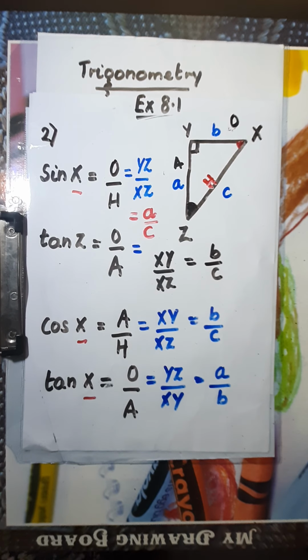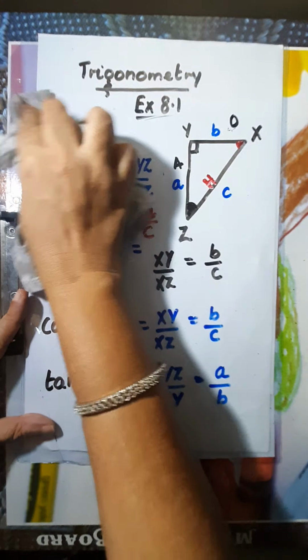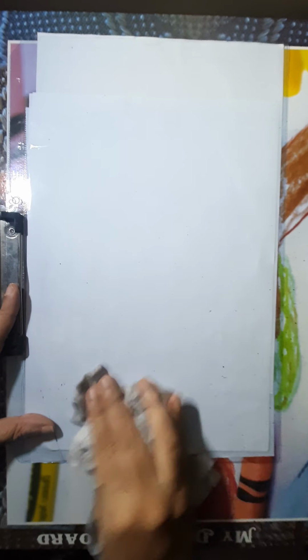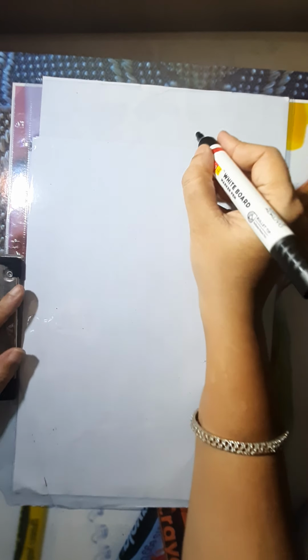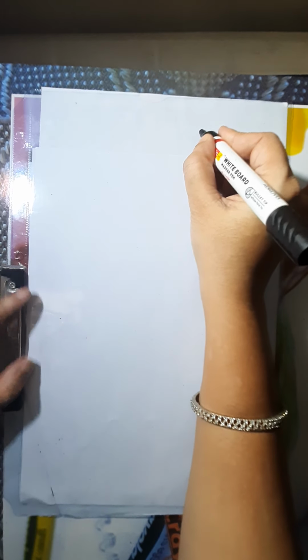Okay. Let's move on to the third question. I'm rubbing out that trigonometry also because I require a little more space, otherwise it's not fitting in the place available. Right. Now here I am drawing my triangle LMN.